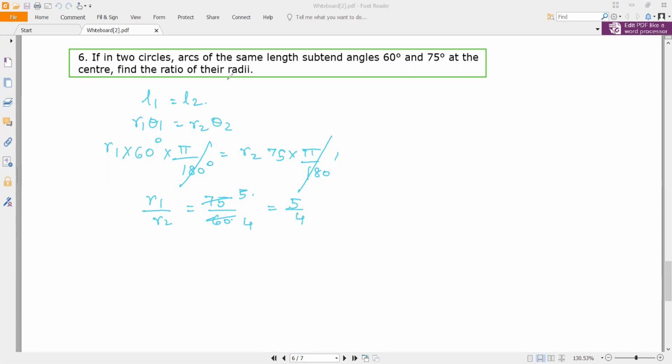You have to find the ratio of their radii. So observe that initially you consider this as first angle, theta1, and this as second angle, theta2. That means in your question, the length of first circle upon second circle, and their radii means first radius upon second radius. R1 upon R2 is what we had to calculate. Next.